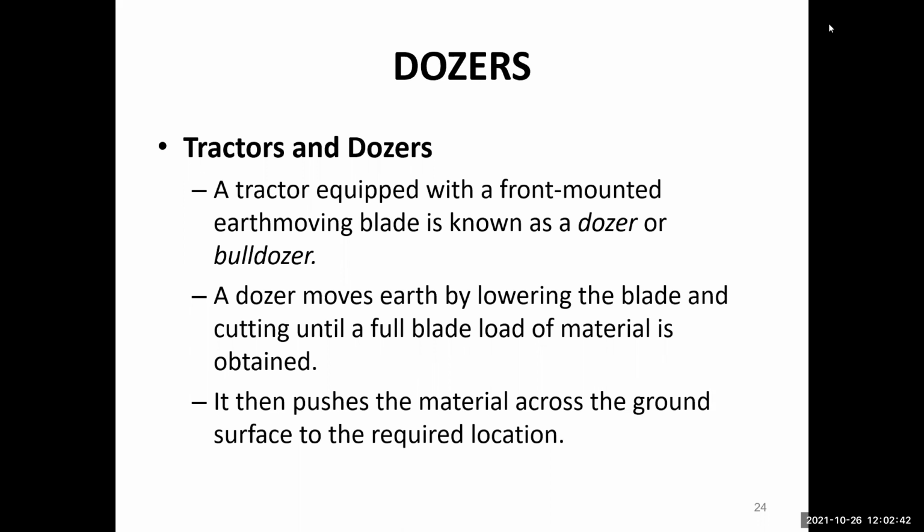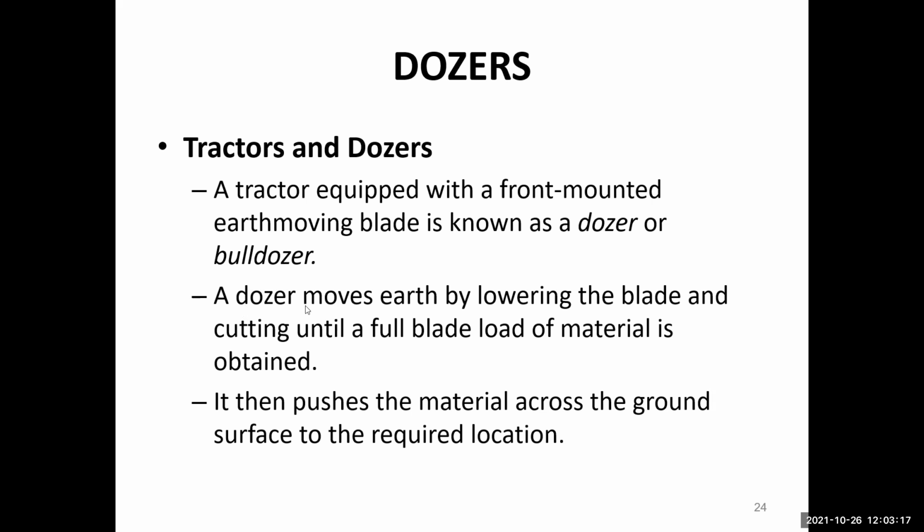Remember that we have earlier looked at a few other types of equipment in which the dozers and tractors were not included. So now, tractors and dozers are those equipment where, for example, the tractor is equipped with a front mounted earth moving blade, and it is known as a dozer or bulldozer. Okay, so it is equipped with a front mounted earth moving blade.